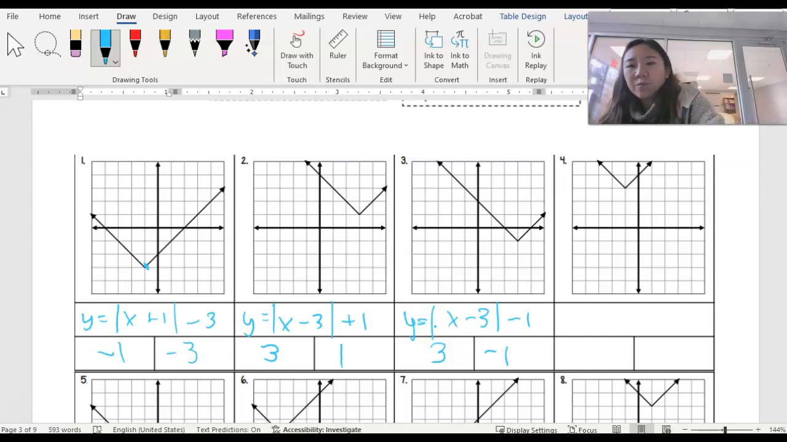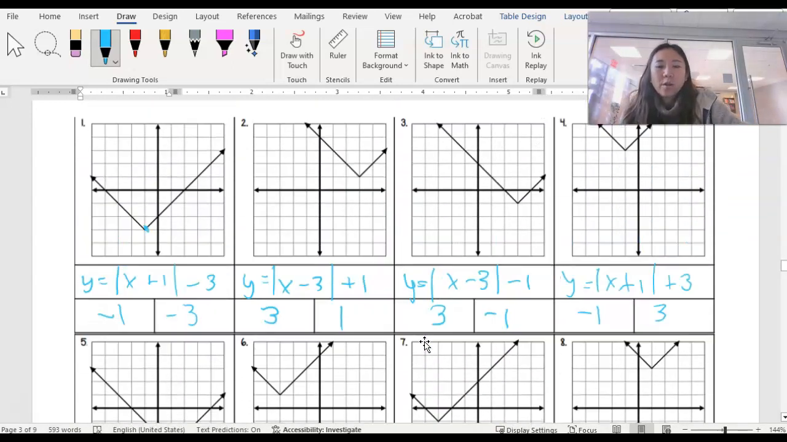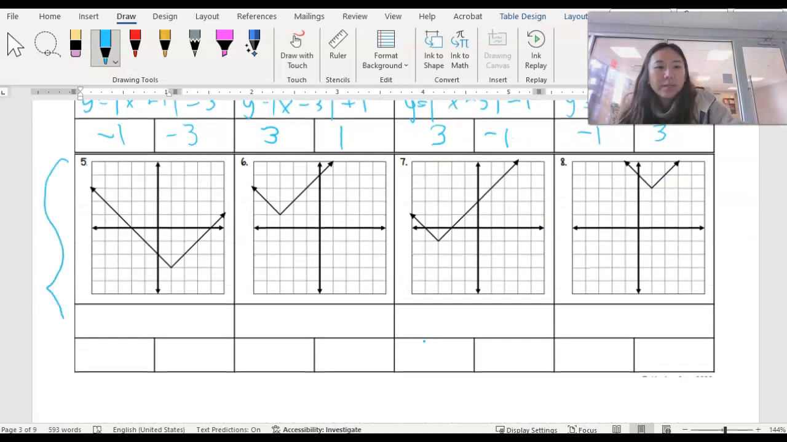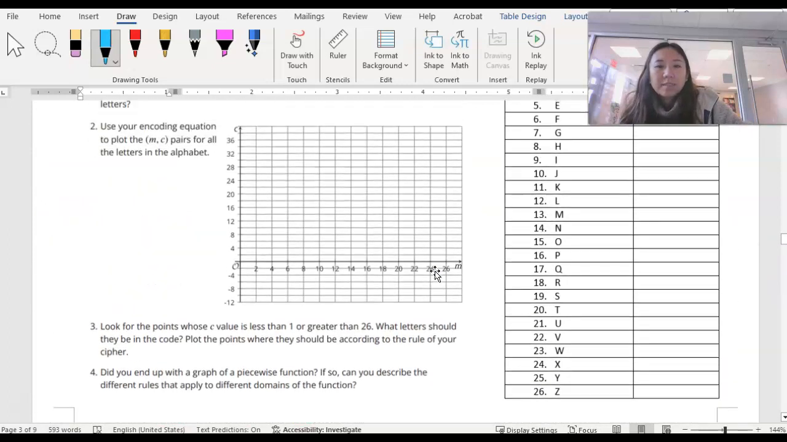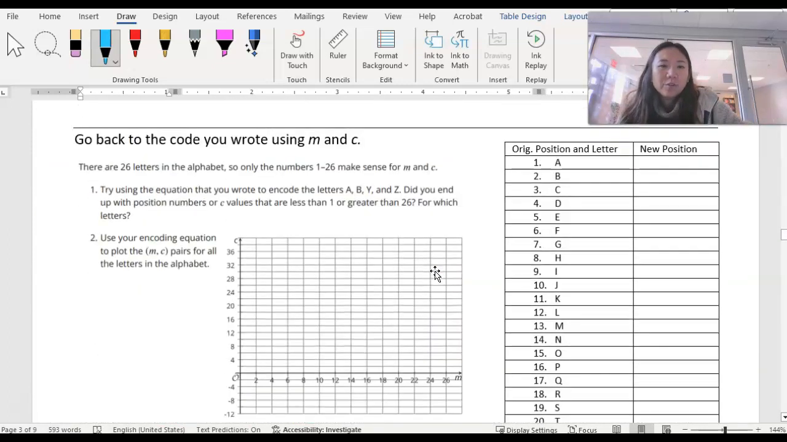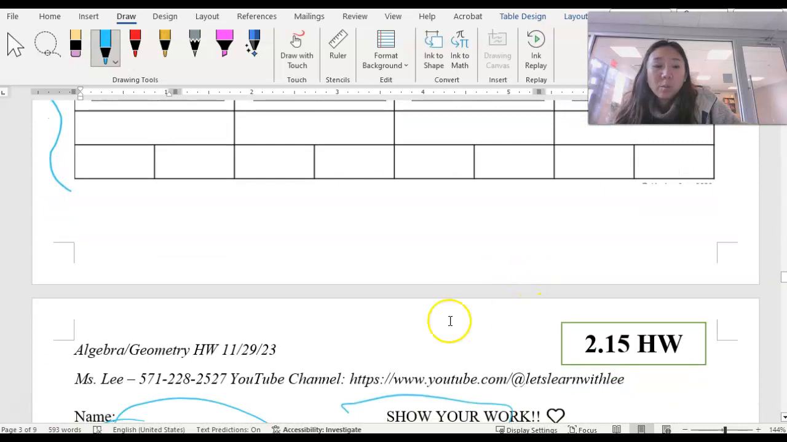All right, -1, 3. Here I move to the left, so inside my modulus, I'm going to add 1 because I moved 1 to the left. And then I moved up, so I'm also going to add 3 outside of the modulus. All right, so those are the first 4 answers for that classwork piece. You can go ahead and continue to work on this piece right here. All right, that's it. It's okay if you didn't finish it. And if you have any questions about the homework, please reach out.